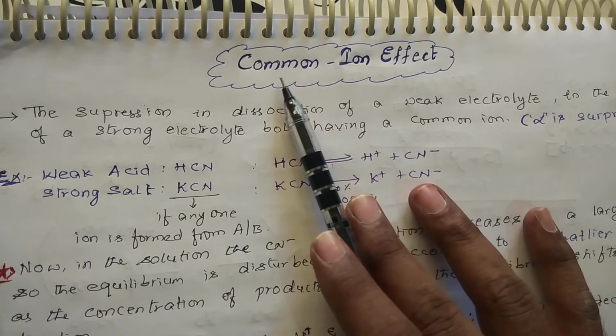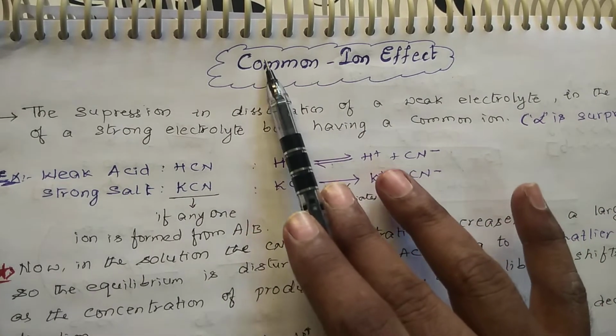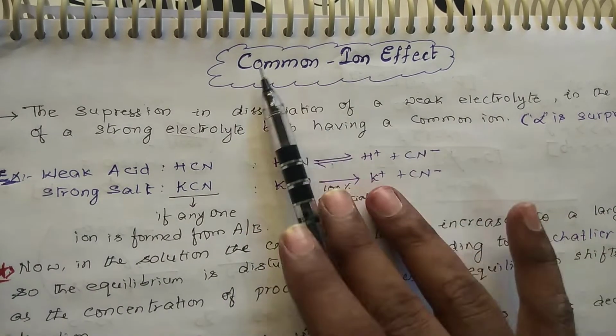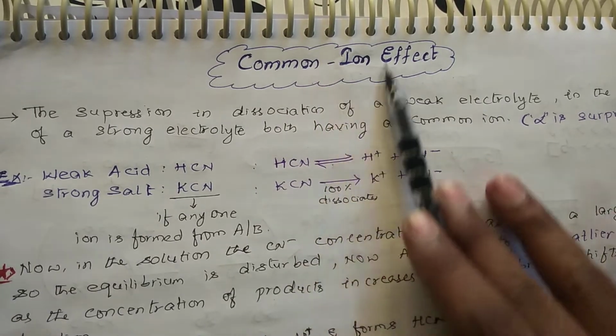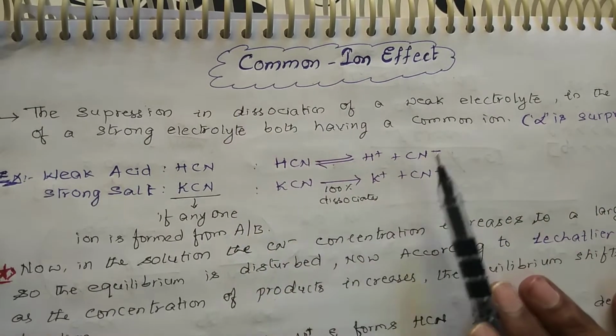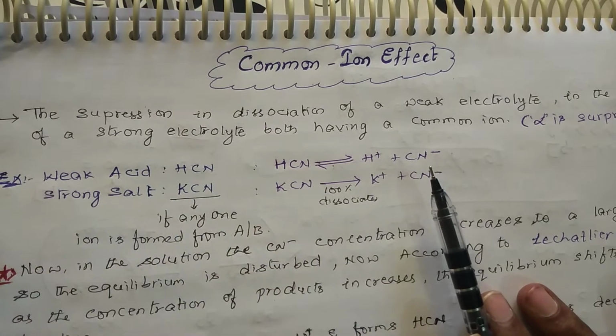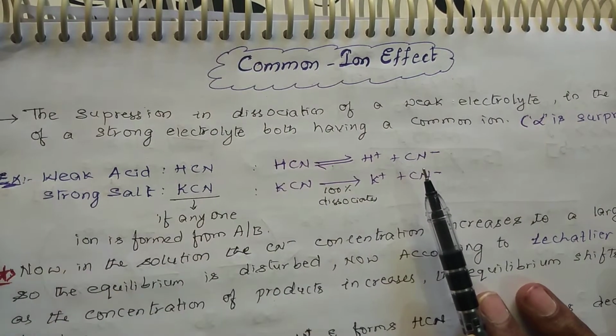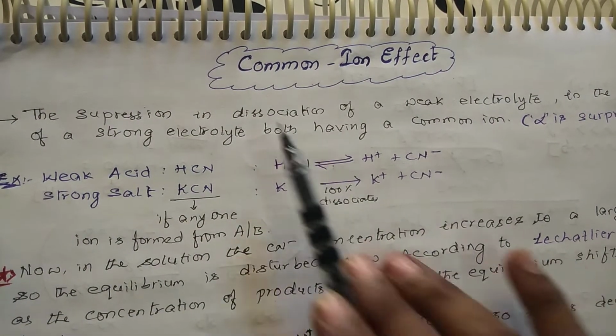In the name itself it is saying there is something very common, and that common thing is an ion. The ion is common, which means you should be having two things, and in the two things, one ion should be common.